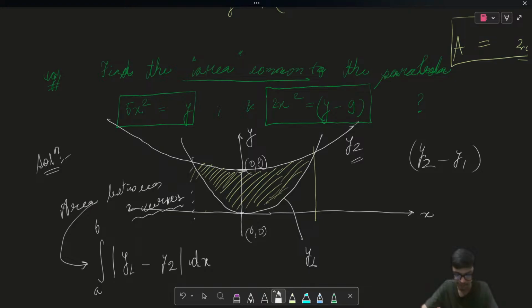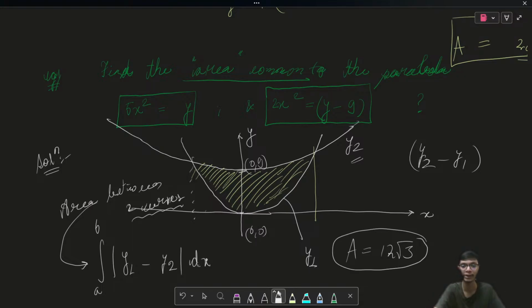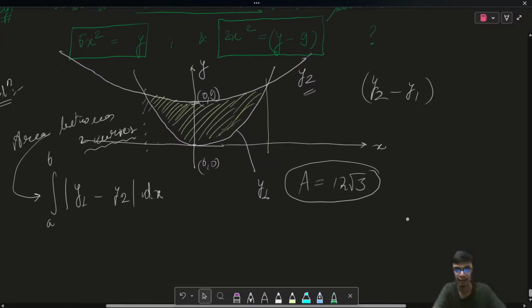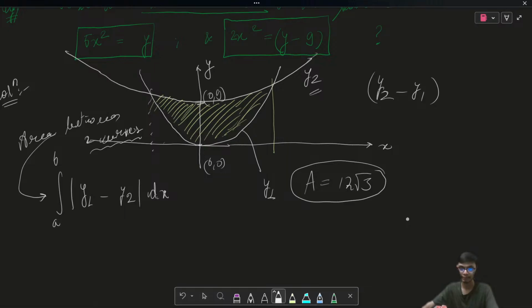12 root 3. Let me check the answer. Yes, very good, Tejas. 12 root 3 is the correct answer. 12 root 3 square units is going to be the correct answer. Are you all getting the same answer? Excellent, Tejas. Your preparation is very nice. Is every one of you getting the same answer as Tejas? Please let me know in the live chat.